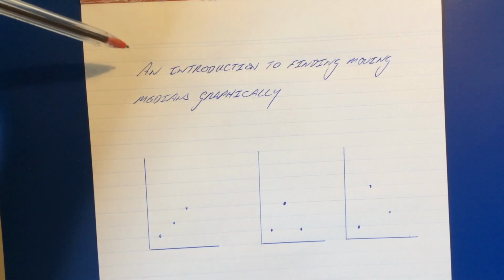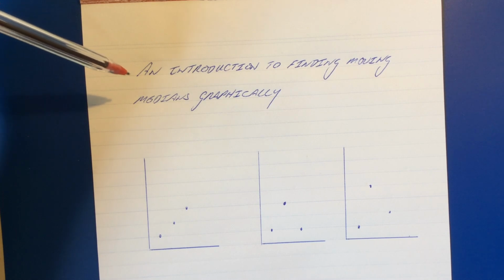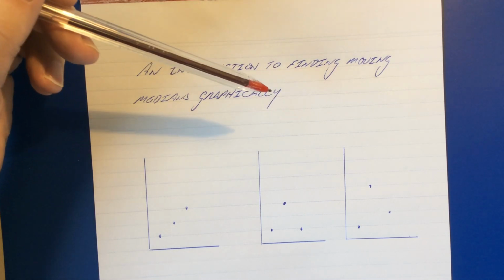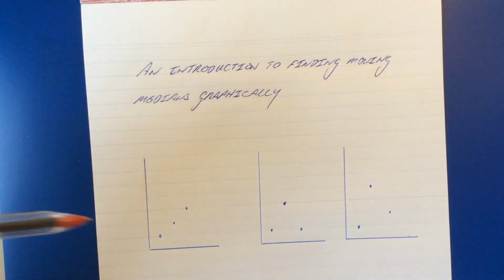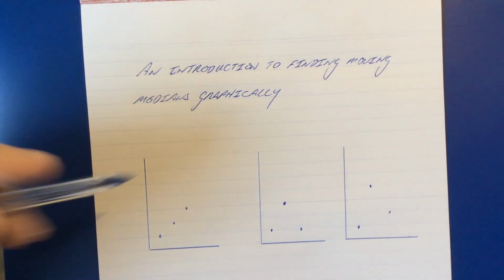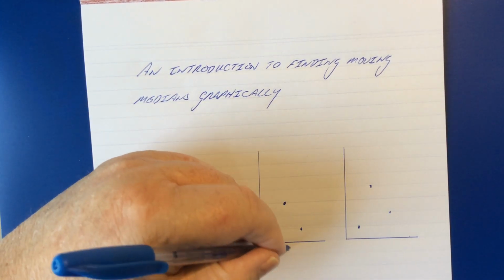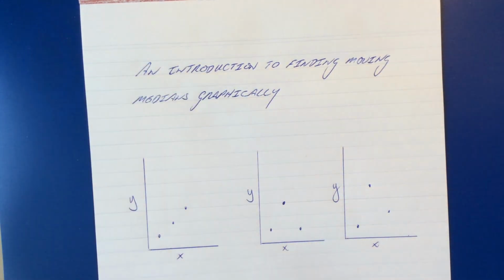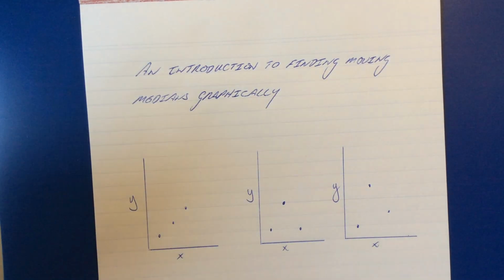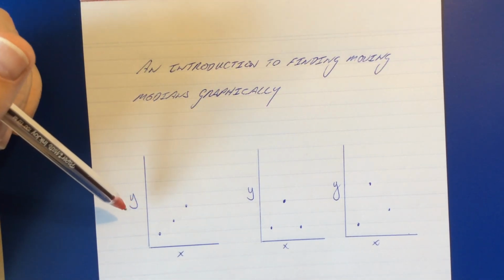And today I want to introduce you to how you find moving medians graphically. The red pen is out, so that means that there's going to be some drawing on these graphs. But initially, I should put the x and y parts of the graphs in so that you can see what exactly I am talking about.